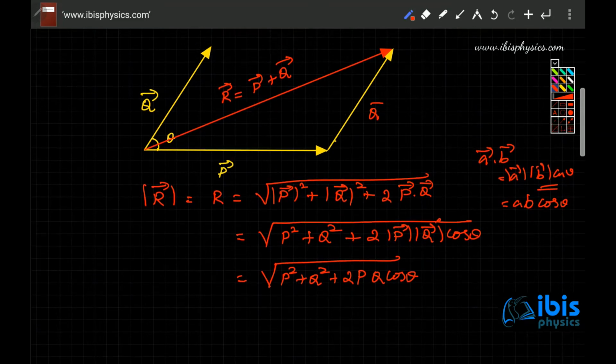Okay, what if you want to find p vector minus q vector? Let's copy this and paste it over here. Okay, we'll do another diagram.